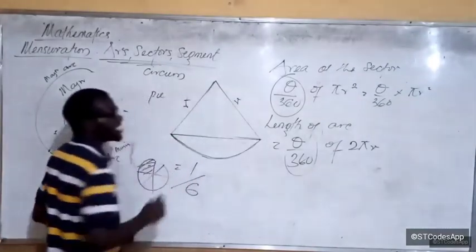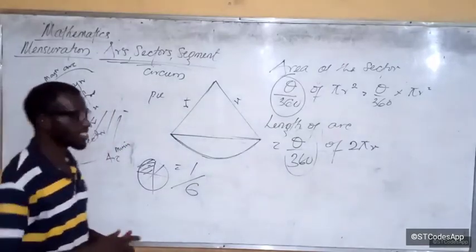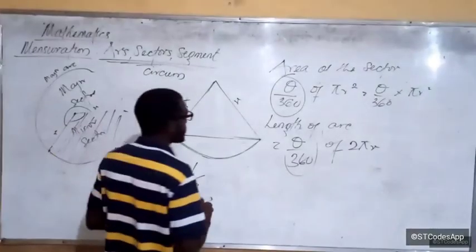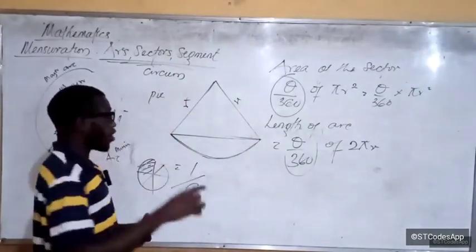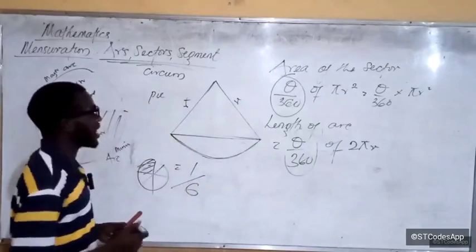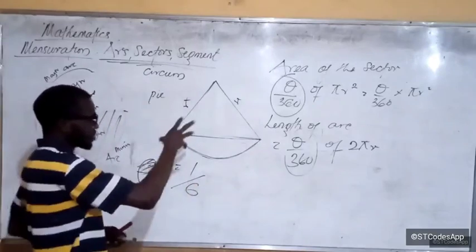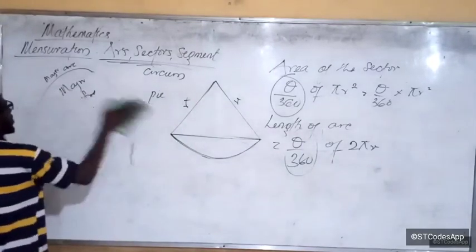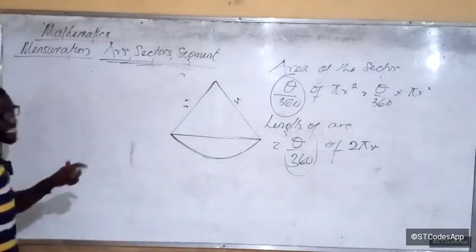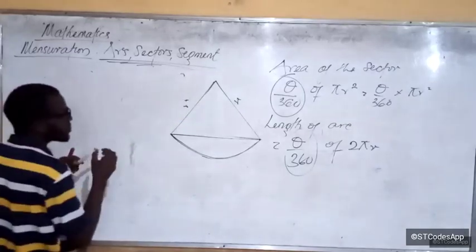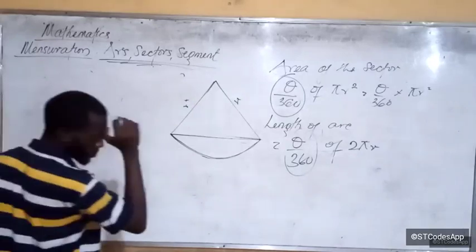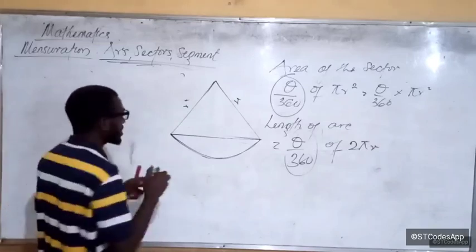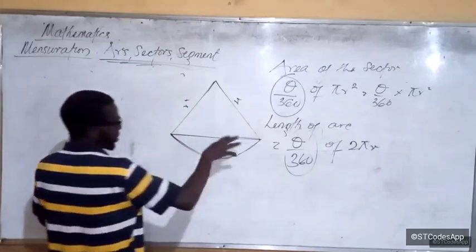I asked him to calculate the area of the segment. Okay, but before we do that, now let's calculate the perimeter of the entire shape here. Now remember that we said this is a sector, right? Now, if we want to calculate the perimeter, for example, let's go by first calculating the area of this segment, since we are still dealing with area.